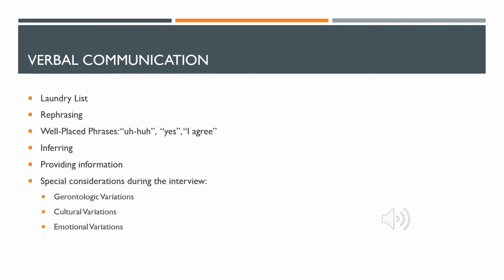Inferring is when the client tells you information, and then you observe something in the client's behavior that you need to verify that data from. There's an example in your book. Basically, the technique, if used properly, helps to elicit more accurate information from the client.